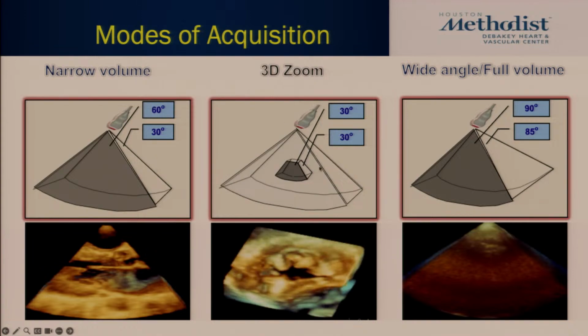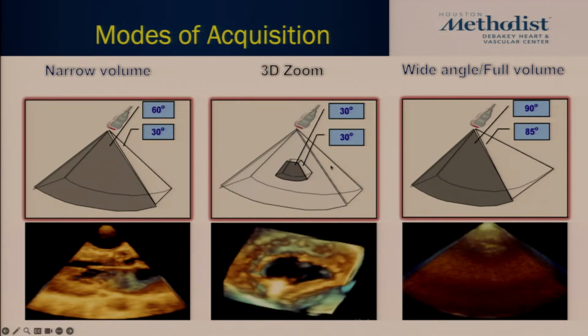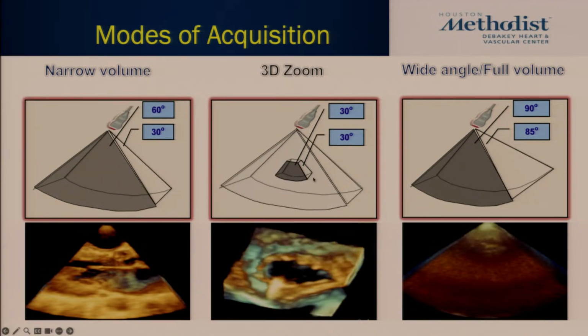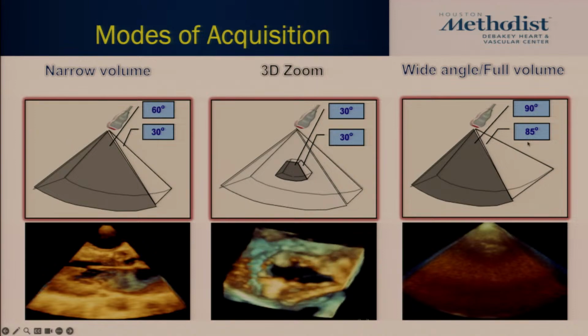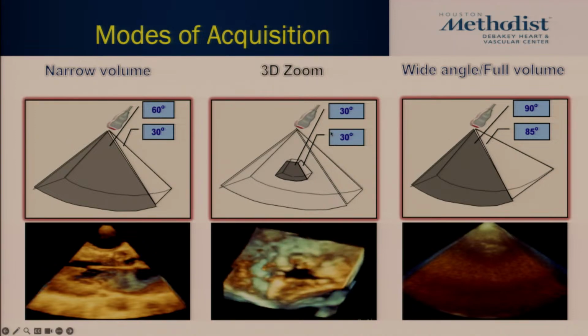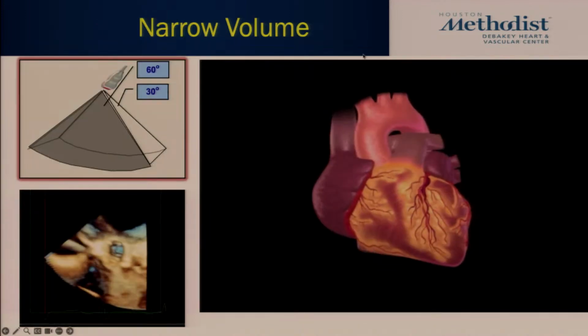but I'd say this is not a workhorse view. The 3D zoom is the one we use every day, and this is basically where you create a small sub-volume. It's shown as 30 by 30. It can be almost any angle, but it's pre-cropped, and I'll come back to that one. This is what we use all the time. And then the wide volume, we don't use this at all. In the TEE world, you certainly can use this for transthoracic, and the application of transthoracic is basically LV volumes.